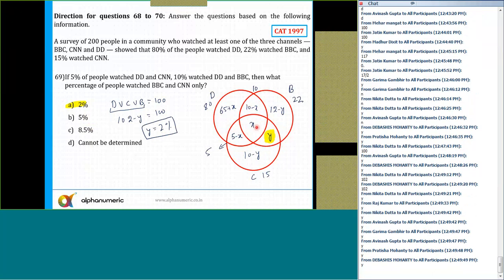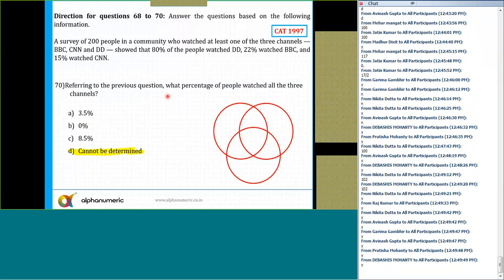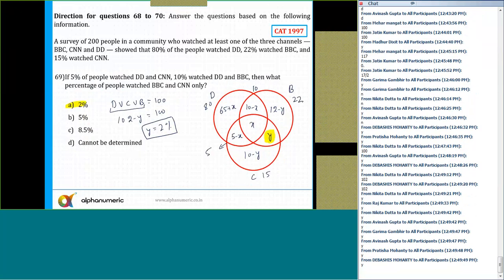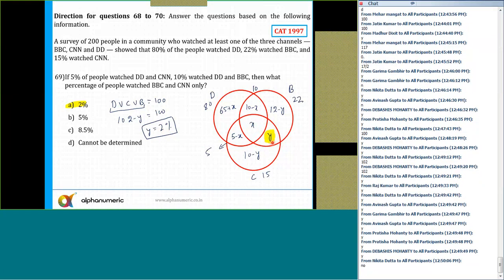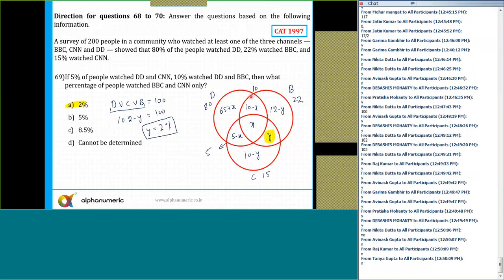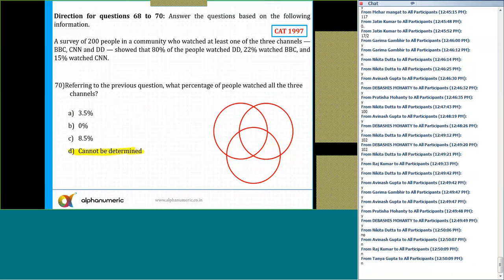Let's move to question number 70. Referring to the previous question, what percentage of people watched all the 3 channels? So all the 3 channels is X. We can find out Y, but can we find out X? No. We can find out only Y, but X we are still not able to identify. So the answer is cannot be determined. X can be anything.